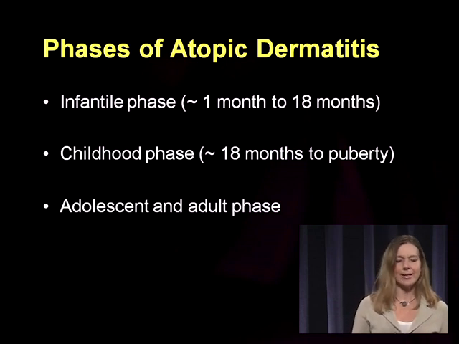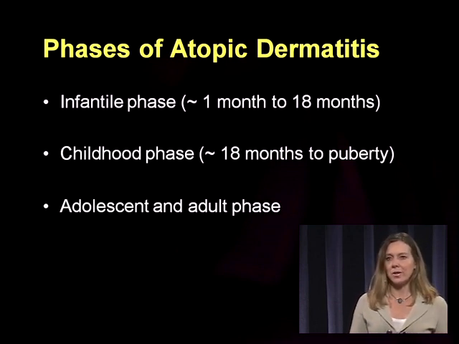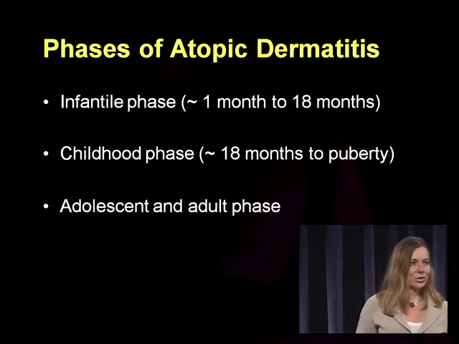So we describe atopic dermatitis as having several clinical phases. The first is the infantile phase, and this is usually beginning between about 1 and 2 months of age and usually continues until about one and a half years of age. And I'll show you photographs of that. Childhood phase is generally beginning somewhere between about 18 and 24 months and continues till puberty, and then we have the adolescent and adult phase.